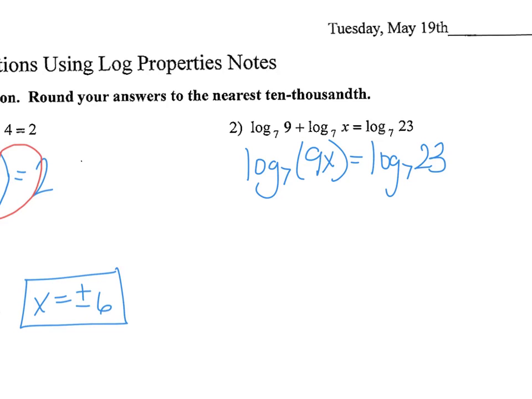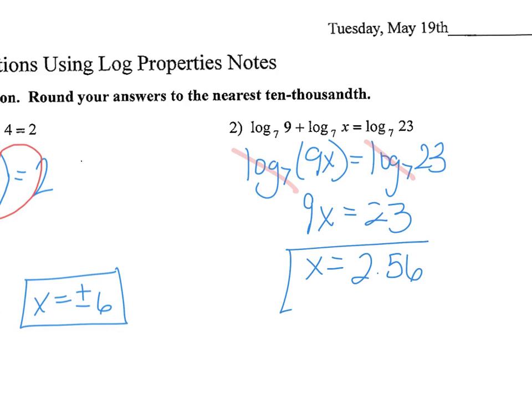Also, what you learned last week is if you have one log equal to one log, then we can cross them out. They just eliminate. And I get a new equation of 9x equals 23. And how do you solve that? You divide both sides by 9, and we get x is 2.56. Now it says 10 thousandths, and so you'd say 2.5556, but that's fine at the hundredths also.